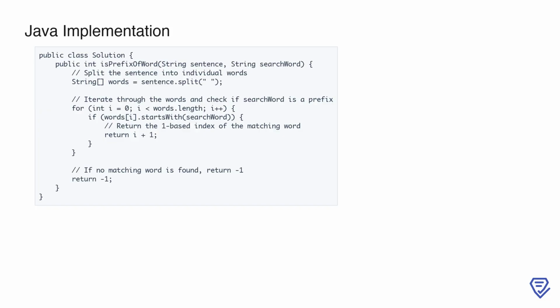The logic mirrors the Python solution, with differences such as explicit type declarations, Java's string split method for tokenization, and a for loop with an index for iteration. It returns the 1-based index of the first word matching the prefix or -1 if no match is found.